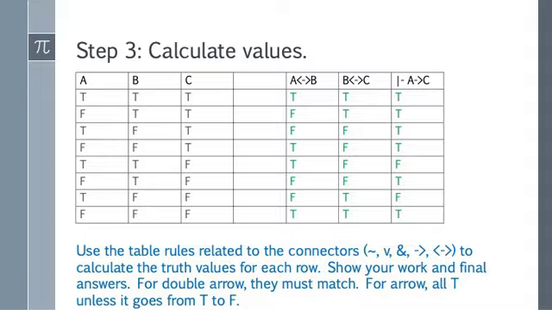Same thing for B double arrow C. Use the columns that show the table values for B and C. Okay, what are the truth values? And evaluate them. Do they match? Because you're trying to look at double arrow, right? Which means they have to match in order to be true.